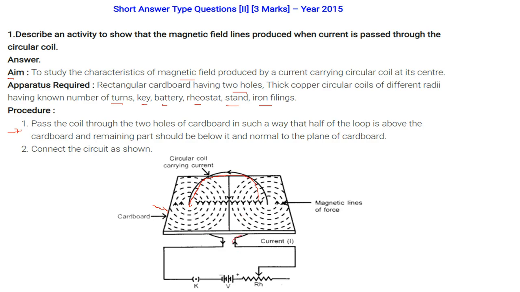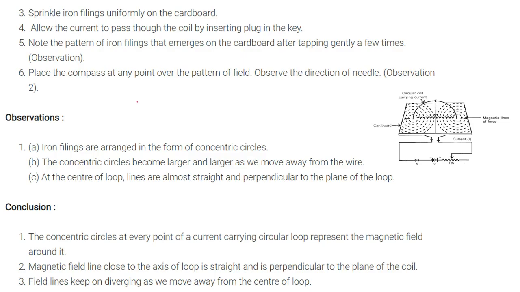This is the wire, which is actually the coil. This is the current flowing through it, the rheostat, the battery, the key, and the magnetic force lines will be created. Now we need to sprinkle iron filings uniformly on the cardboard like this. You just have to randomly sprinkle them. Now allow the current to pass through the coil by inserting the plug in the key. So when you press the key, the current will pass.